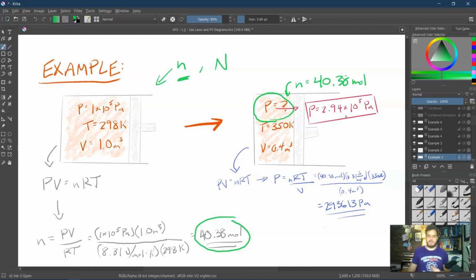But there's something I want you to notice here. We had to take this weird middle step where we had to solve for the moles before I could go over here and solve for the new state. Is there a way I could skip that step and therefore immediately go from these variables to these variables? And in fact, there is a way to do it.